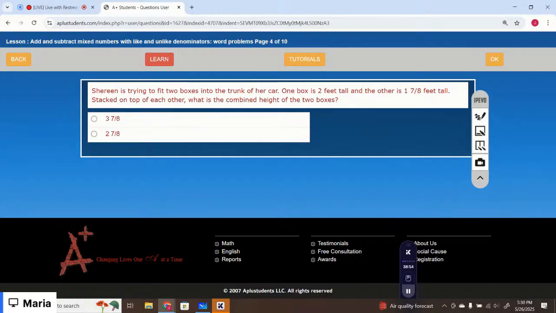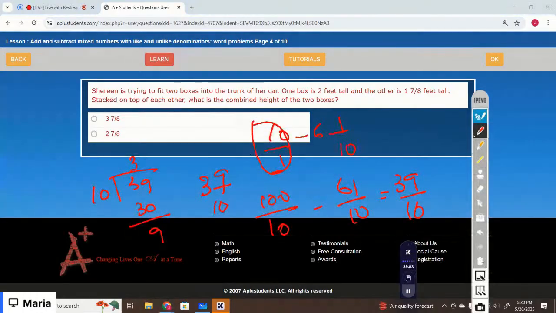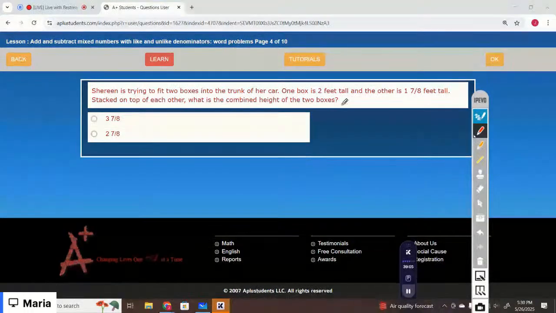She was trying to fit 2 boxes into the trunk of her car. One box is 2 feet tall and the other is 1 whole 7 over 8 feet tall, stacked on top of each other. What is the combined height of the two boxes? So we need to add 2 whole plus 1 whole 7 over 8.